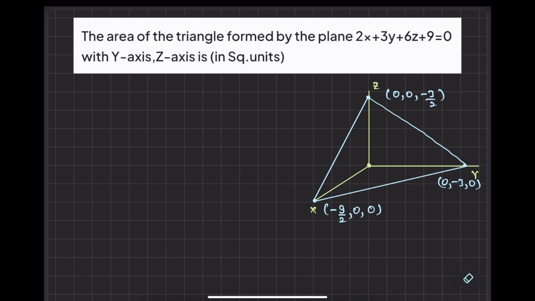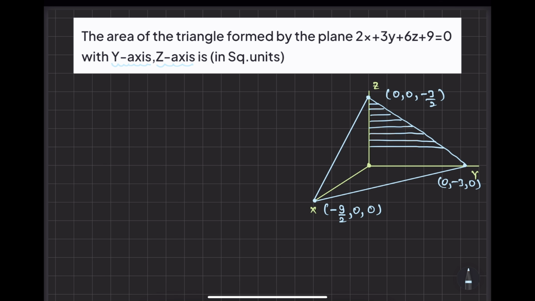Now, the point is we need to find out the area of the triangle formed by the y-axis and z-axis. Means we have to find out the area of this triangle. Okay? So for this triangle we have to find the area. I hope you guys can observe things.